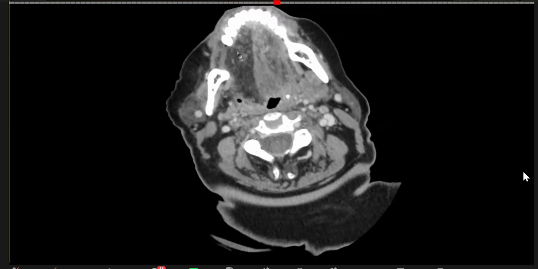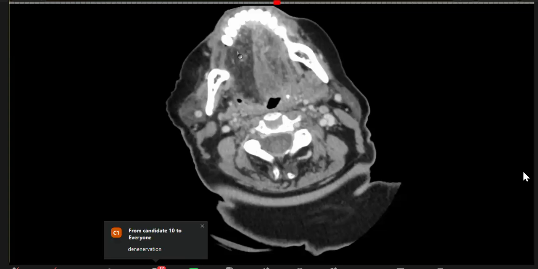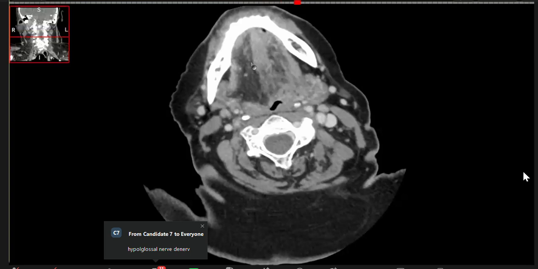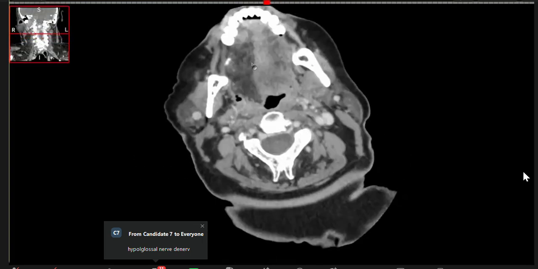Anybody in the chat, what is this? What is happening to the tongue? Can you answer it in the chat? Anybody? What is happening to the tongue? Denervation. Excellent. So this is motor denervation. I'll come back to this point. So what is happening is that the 12th nerve is gone, and that is why there is denervation.